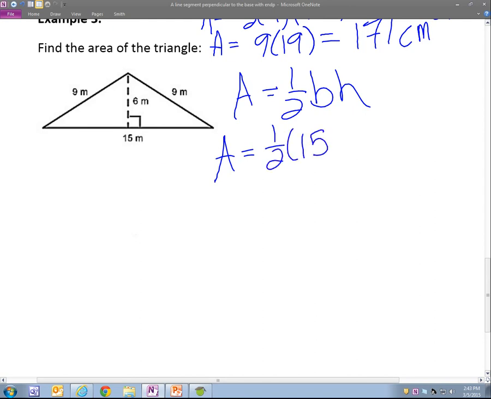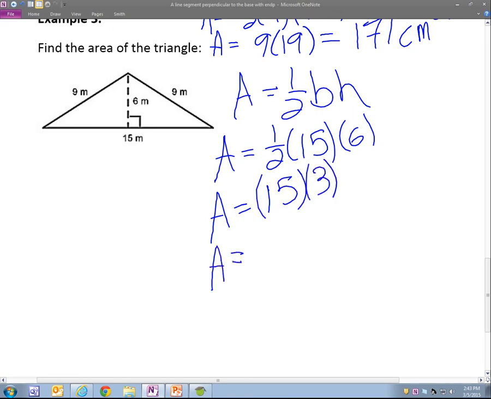So I have 1/2 times 15 multiplied by the height, which is 6. Area equals 15 times 3, because I did 6 divided by 2. And the area of this triangle is going to be 45 meters squared.